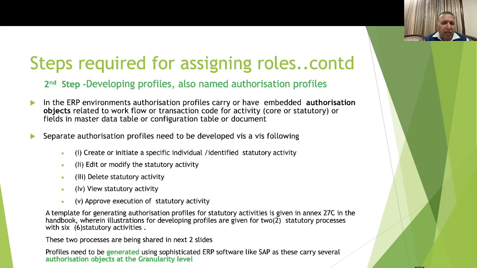Now, separate authorization profiles therefore need to be developed vis-a-vis the following. One, for creating or initiating an activity. Second is editing or modifying the activity, in this case strategy activity, deleting of the activity, viewing of the activity, and approval and execution of the activity. A template for generating authorization profiles for strategy activities is given in lecture 27C in my handbook, wherein instructions for developing profiles are given for two strategy processes having 6 strategy activities inside. These two processes are being shared in my next 2 slides as well.